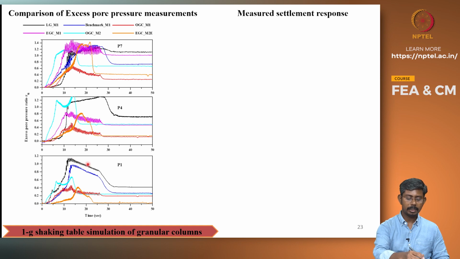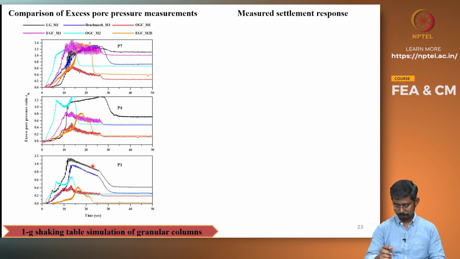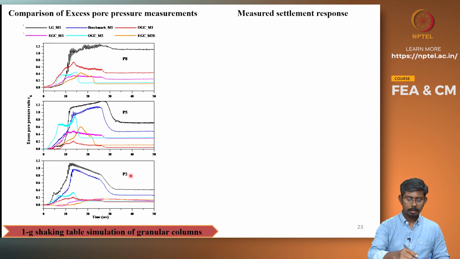The black one corresponds to the level ground, the blue one corresponds to the benchmark model, that is the embankment resting on an untreated foundation soil. The other locations such as P2, P5, P8 correspond to the foundation soil that lies below the center of the embankment. Similar trends can also be seen here, the untreated ones reaching more than 1 in some cases, and the treated ones are far lower when compared to the untreated cases.